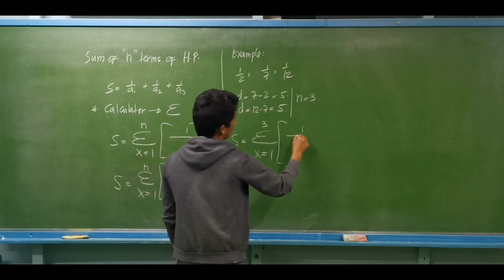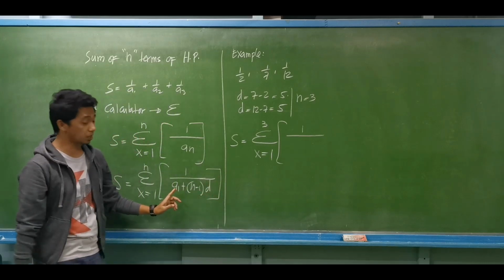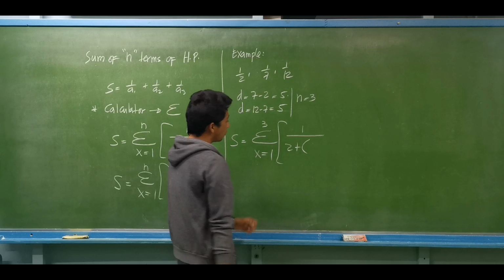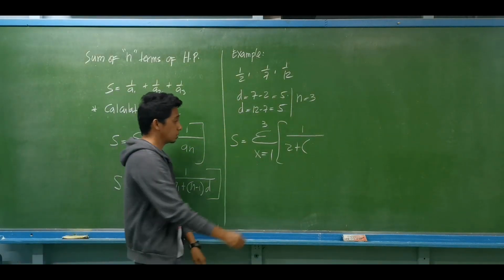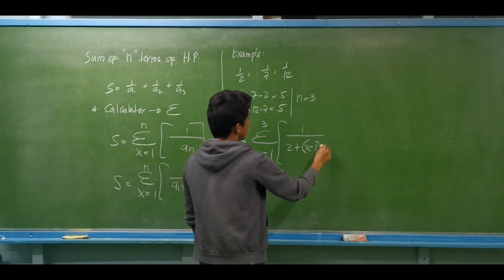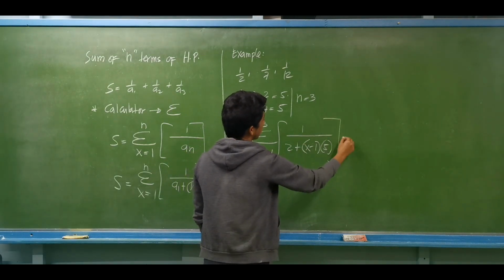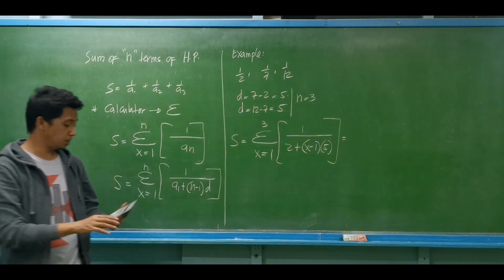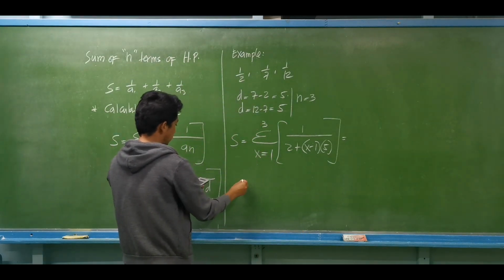We are to input 1 over, what is our first term? We need the first term, a sub 1. So that is 2 plus, in our calculator we don't have the n, we are using x, so x minus 1 multiplied by the common difference, which is 5. Then we can have the summation. I'll be using a Canon calculator.